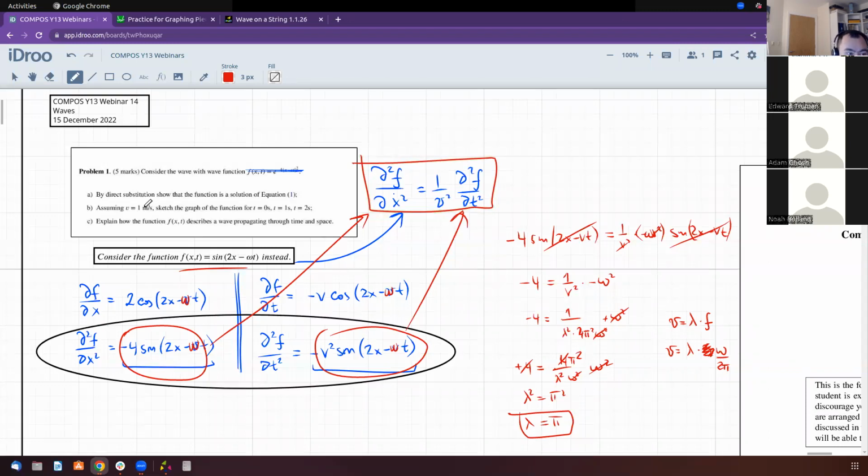Now, assuming v equals 1 meter, so I shouldn't have done that. What I should have done is put x minus vt like this. And then I wouldn't have this problem. But anyways, assuming v equals 1 meter per second, sketch the graph of the function for t equals 0, t equals 1, and t equals 2. So let's have a look.